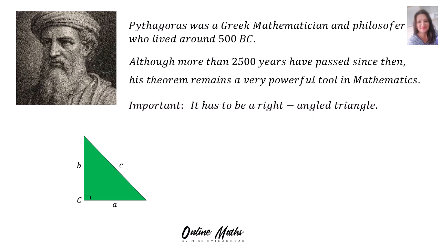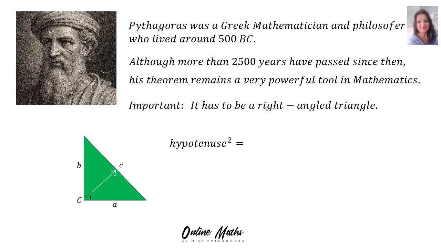Now, important, it has to be a right-angled triangle in order for you to use the theorem of Pythagoras. And now what does the theorem say? It says the hypotenuse squared. Wait, let's just quickly have a look at this one. Where do we find the hypotenuse? The hypotenuse is the side that lives across from the right angle, the 90-degree angle.